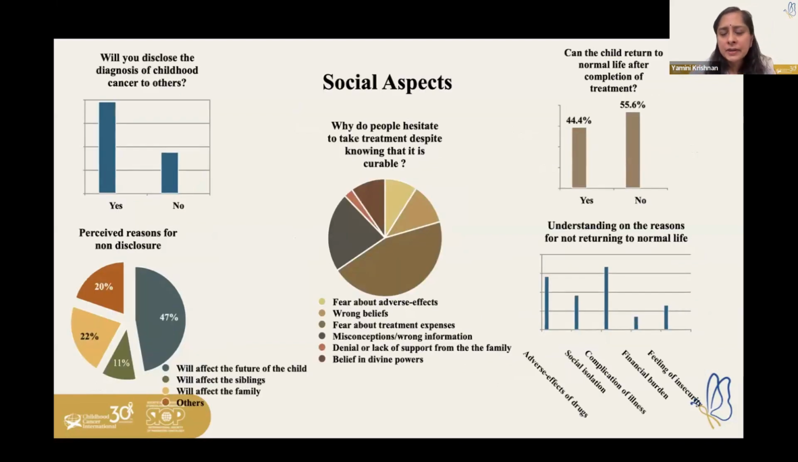Coming to the social aspects, I would like to re-emphasize two points that were in the questionnaire. One was, would you disclose the diagnosis of childhood cancer to the family or the society? A good number felt that we shouldn't disclose, and they felt that this would affect the future of the child, affect the siblings, and affect the family in general. Some had other answers also. But the majority cited the child's future, the siblings, and the family.